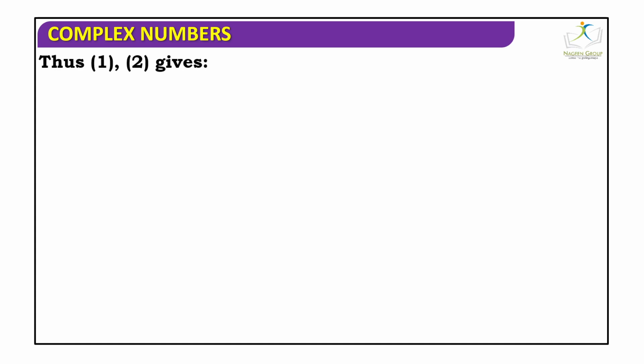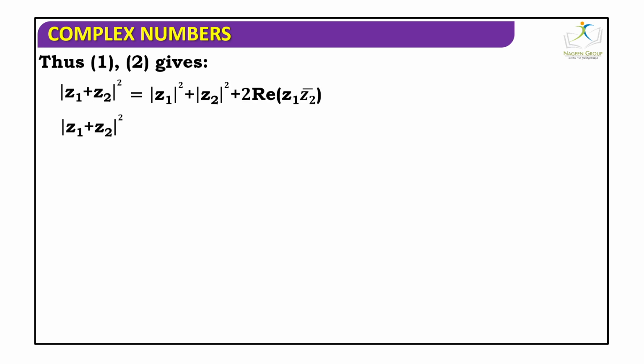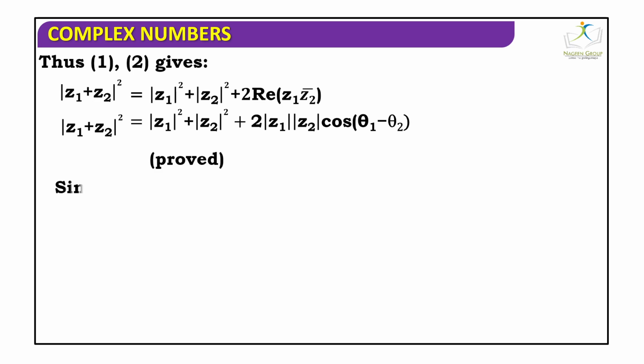Now, thus 1 and 2 will give, what will they give? We got the final result here. What is the final result? It's modulus of z1 plus z2 whole square. It is equal to z1 square plus z2 square plus twice of real value of z1 into z2 bar, right? We will derive it properly so that we get the result. Now this is z1 square plus z2 square plus twice of z1 z2 cos of theta 1 minus theta 2. Now this is proved, right?